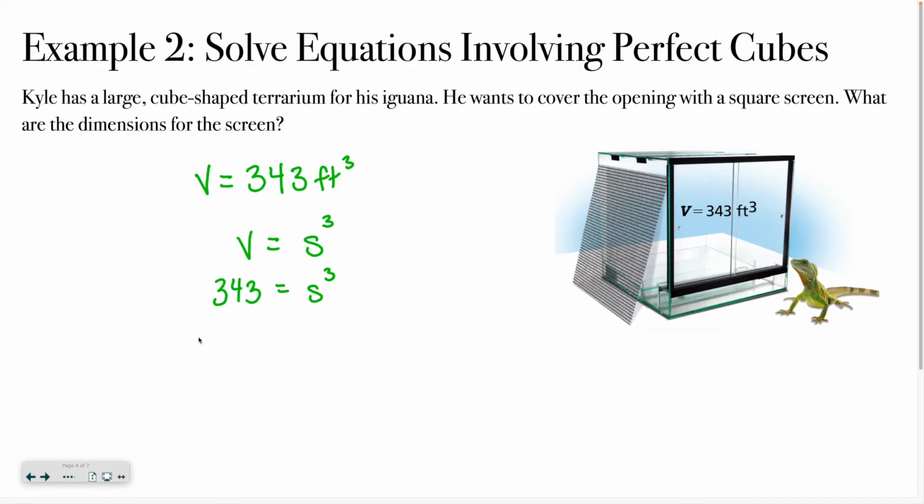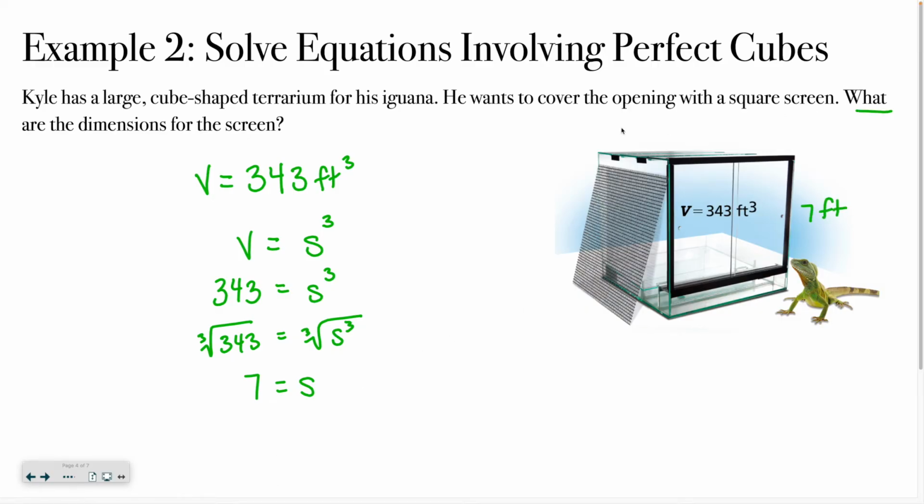And then just like the last step, I'm going to do the cube root of 343 equals the cube root of the side length cubed. And then, since this is a cube, I know that my answer is going to match whatever the sign is. So it's a positive 343, so I know my answer is going to be the positive version. And the cube root of 343, if you look back at your chart, is going to be 7. Okay, so I know that my side length is 7 feet.